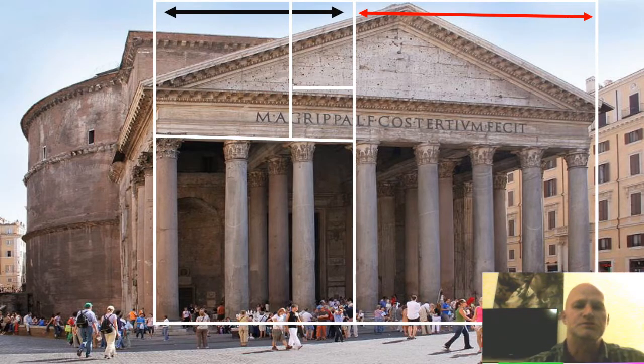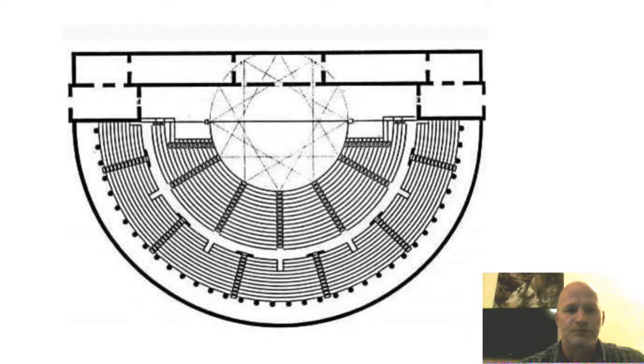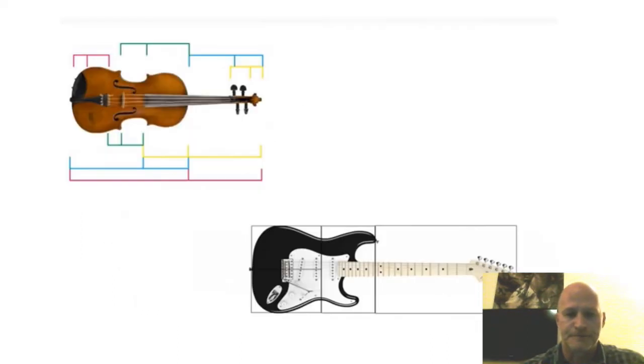This ratio is used in many things around you and has been used in structures for thousands of years. Here you can see the ratio of 1 to 1.6 is found in ancient building structures. This is an arena of ancient Rome. Notice how the ratio 1 to 1.6 is used to maximize the acoustics throughout the arena.